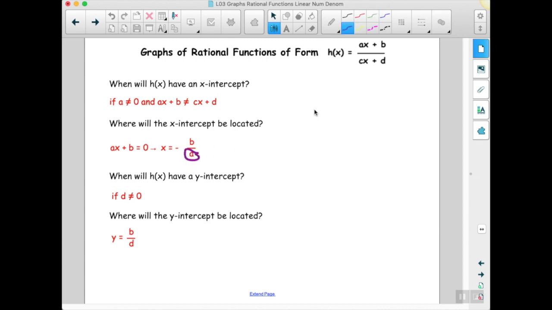The other way to think about it is if A is 0, this doesn't appear here, and all we have is a B, there'd be no way for that numerator to be 0.